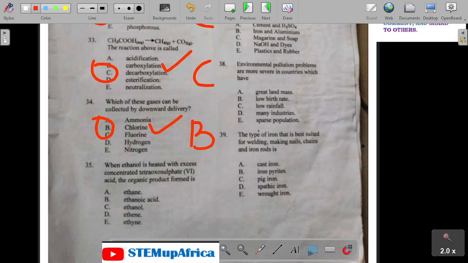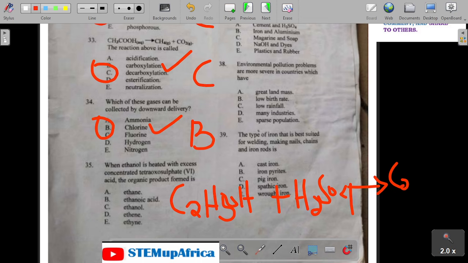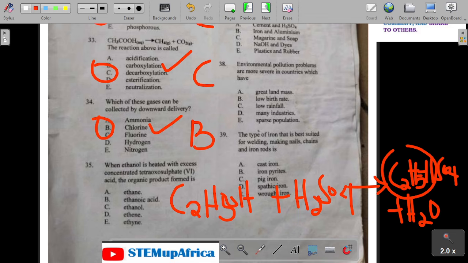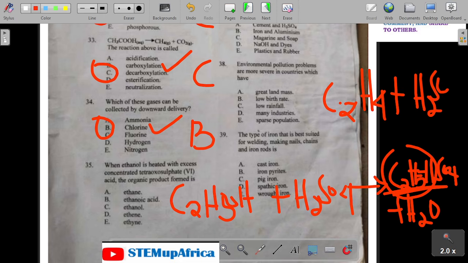Number 35. When ethanol is heated with excess concentrated H2SO4, the organic product formed is ethene. Because we dehydrate ethanol, we have C2H5OH plus H2SO4, which will give me C2H5HSO4 plus H2O. If I decompose this, we form C2H4 plus H2SO4, which is the acid. So the answer is D, ethene.